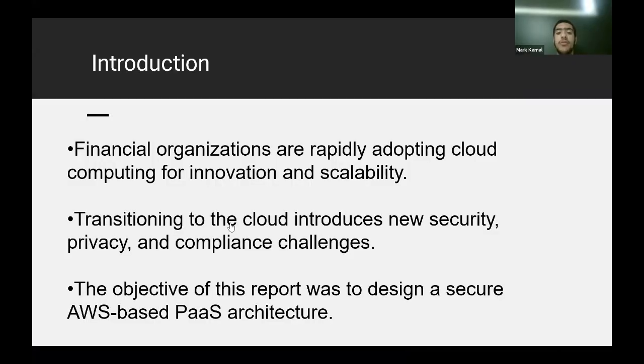As more financial institutions move their systems into the cloud, they face new challenges around data protection, compliance, and customer trust. Our job was to design an AWS-based architecture that would meet these needs, ensuring confidentiality, integrity, and availability of financial data. We followed the cloud security lifecycle, which allowed us to plan the security measures across every phase, from protection to detection to response and recovery.